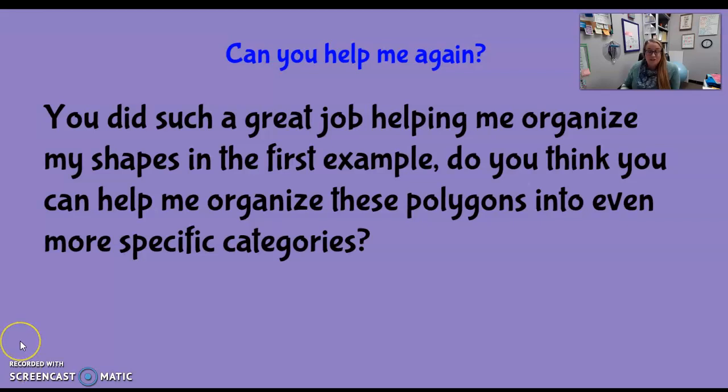All right, you did such a great job this last time with helping me organize my shapes. I was wondering if you could help me again. So we had our polygon side, but I want to be even more specific with those. So do you think you can help me? I hope so. Let's look at it.